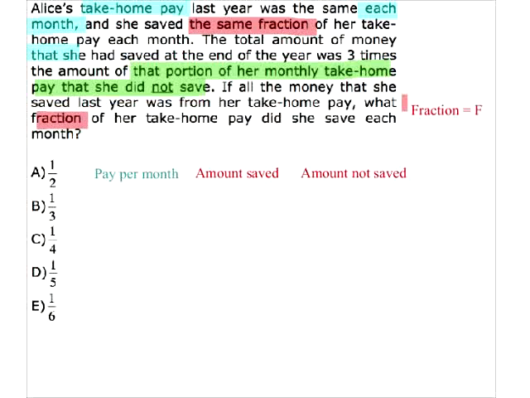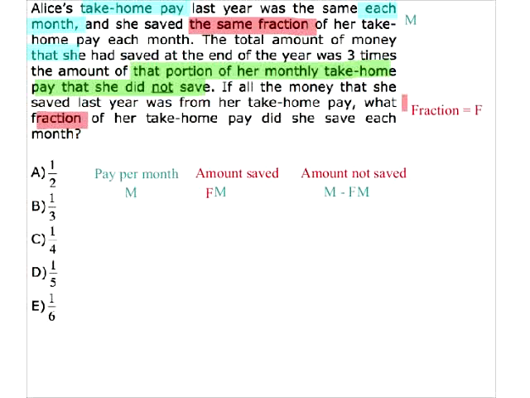So the take-home pay last year was the same each month. So let's let that be M, monthly payment. So the pay per month is M. The amount saved is how much in every month? It's the fraction times that. So it's this fraction of M. And then the amount not saved is just the difference. It's the monthly minus that.